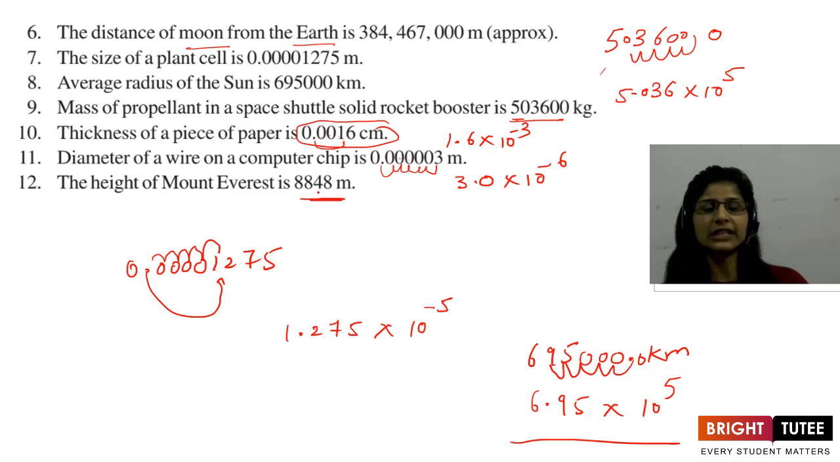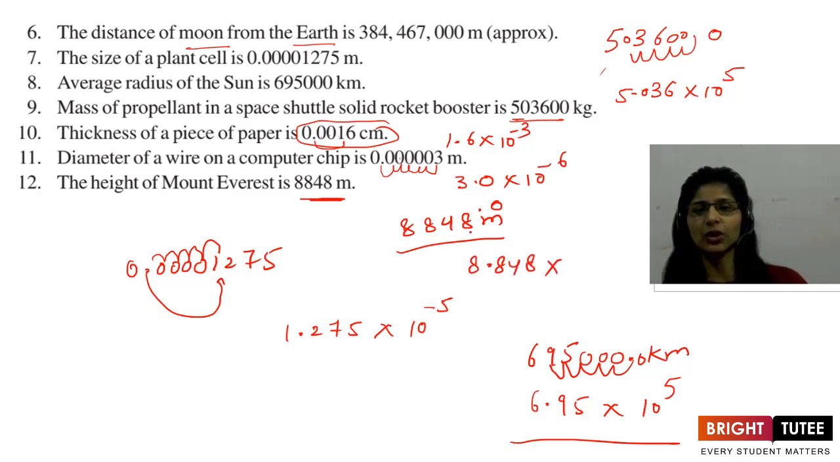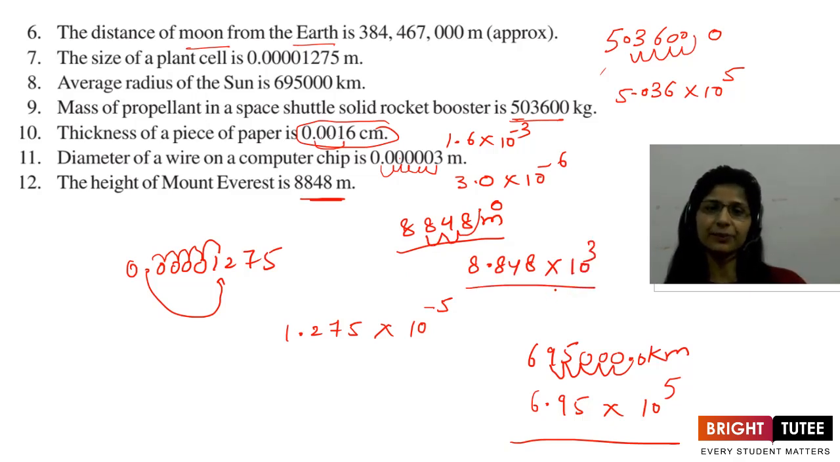The last one is 8,848 meter. So what we can do is just see if after this there is a decimal, we can write it as 8.848 into how many decimal places? 1, 2, 3. So 10 to the power 3. Like this we can write. Okay. So now we are going to move to questions that are going to practice.